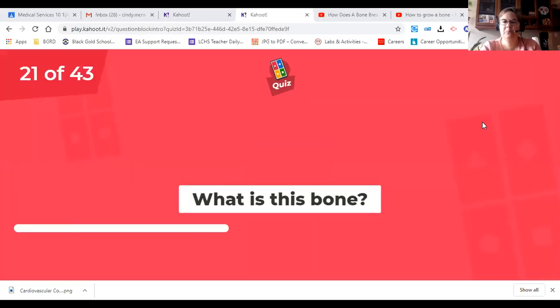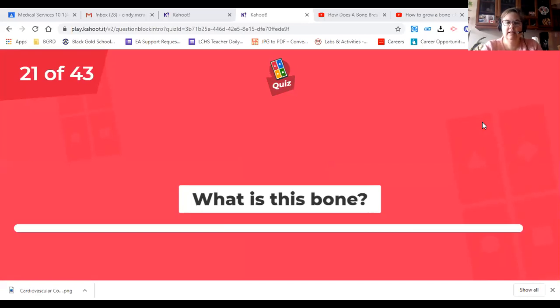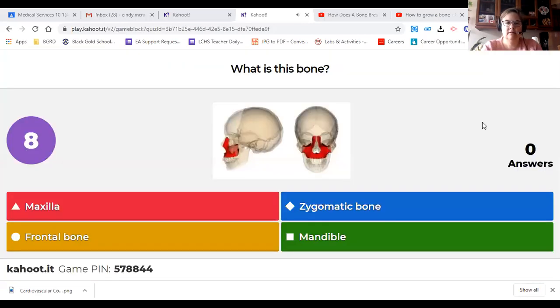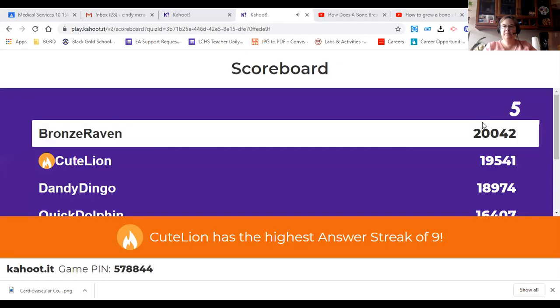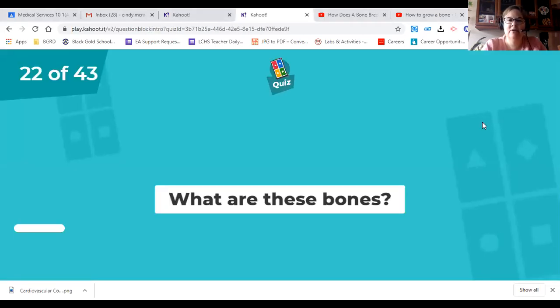Name that bone. Okay, the maxilla. So the maxilla is up here. And mandible. Okay, oh, our top 4 positions have stayed the same from last time. Cute Lion, 9 in a row correct.